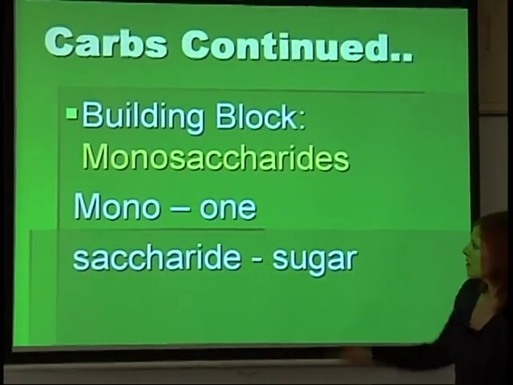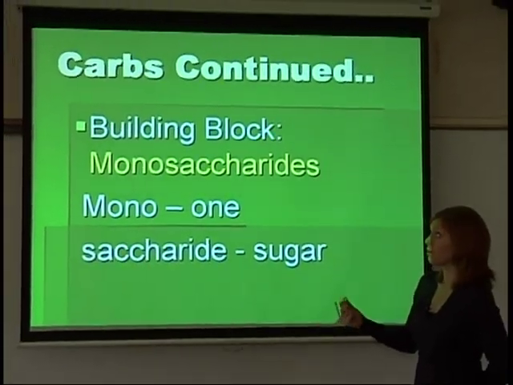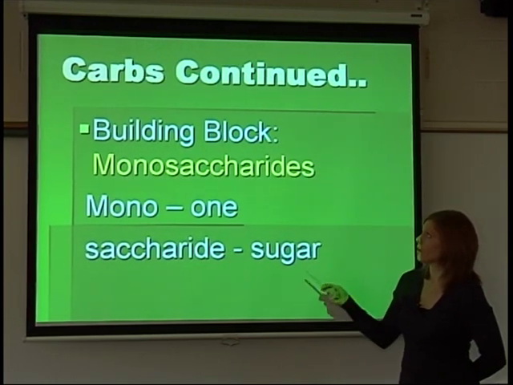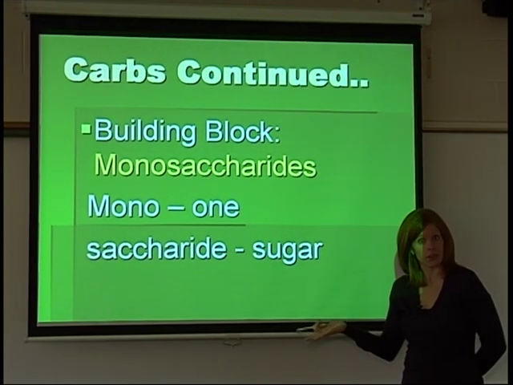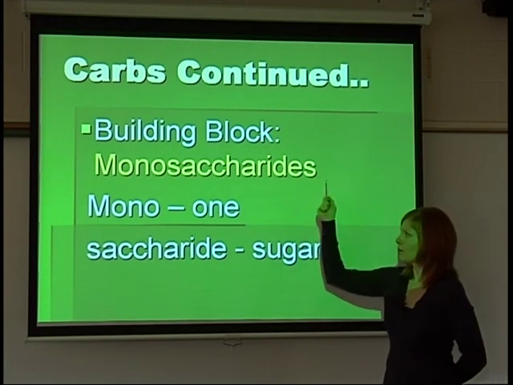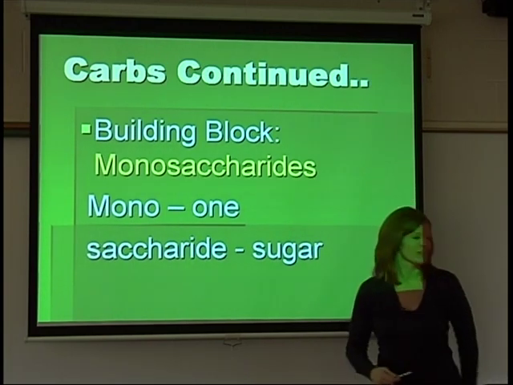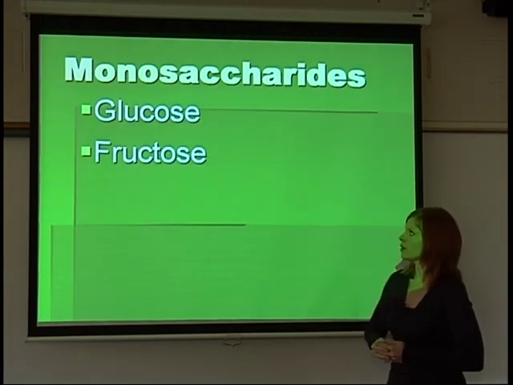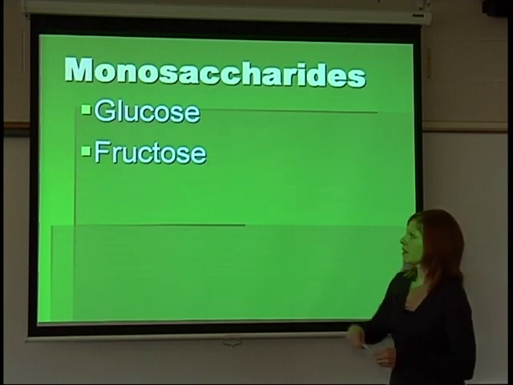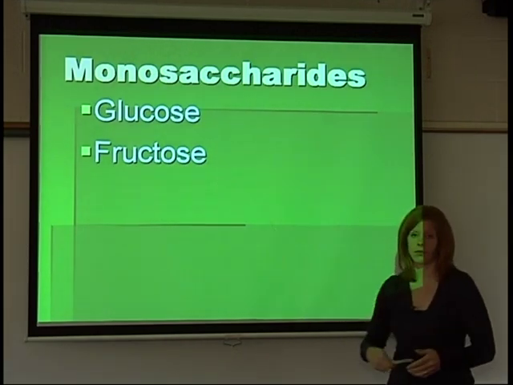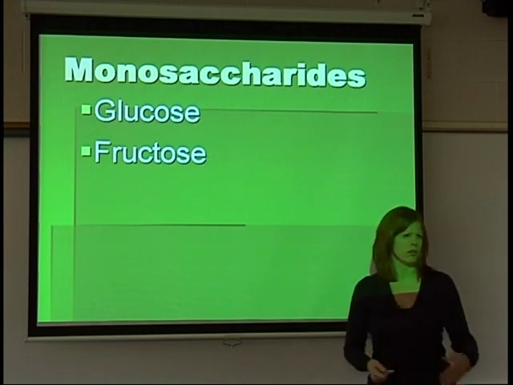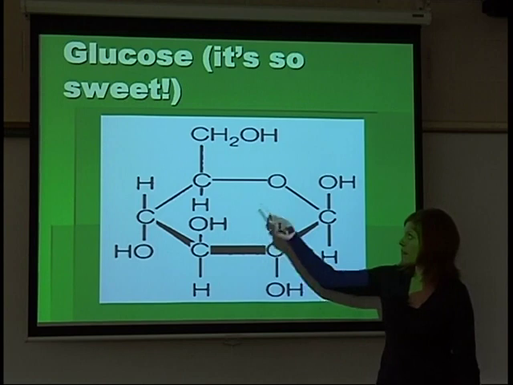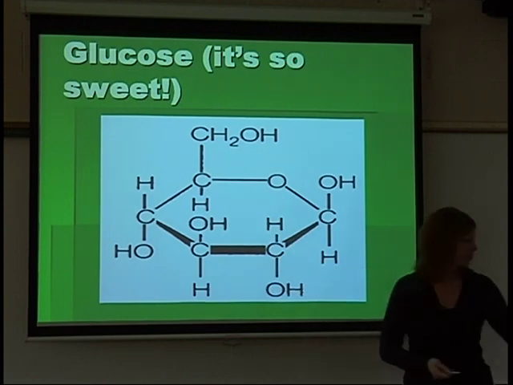The building blocks of carbohydrates are called monosaccharides, which if you break this down, mono means one, saccharide means sugar, so carbohydrates are going to be sugars, basically. It's just a very long way of saying sugar, monosaccharide. Here are some examples of monosaccharides, glucose and fructose. Fructose would be something that would come from fruit, the word fructose. So these are very simple sugars. Just showing the chemical structure of a carbohydrate and what it would look like.